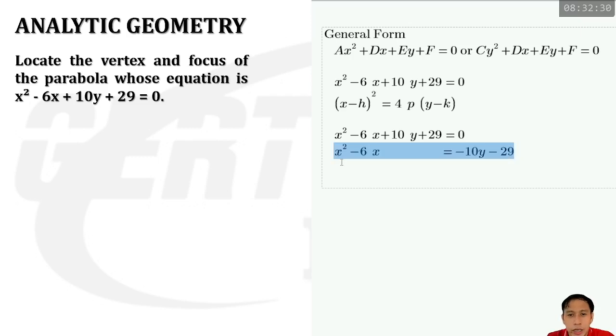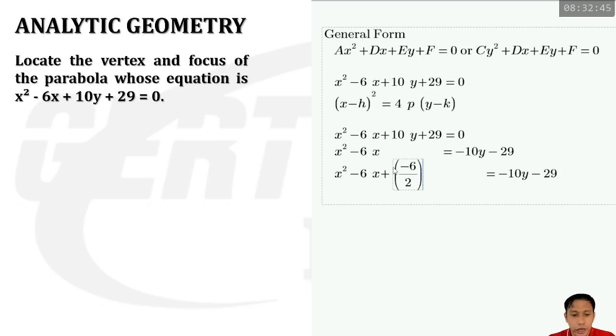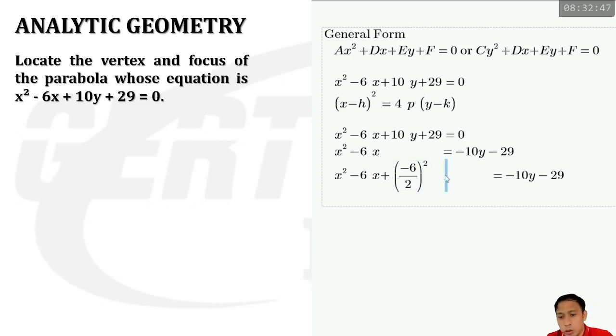Because here, guys, we are completing the square, so we should add half of negative 6, squared. Negative 6 over 2 squared. And we should also do the same on the other side. We also add plus negative 6 over 2 squared here.